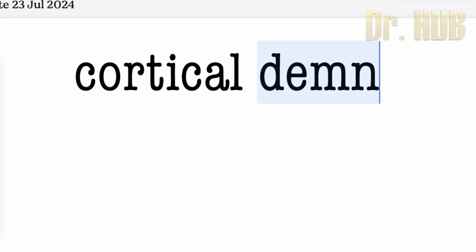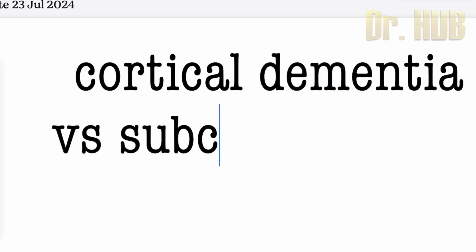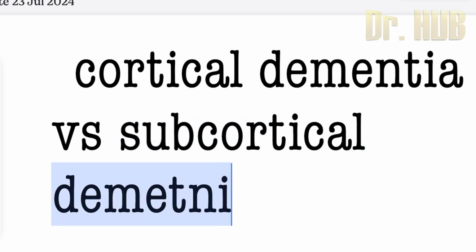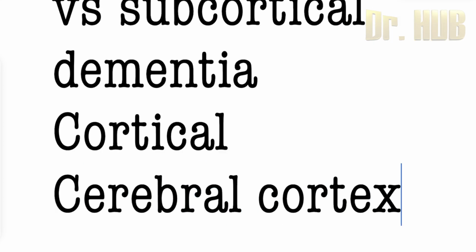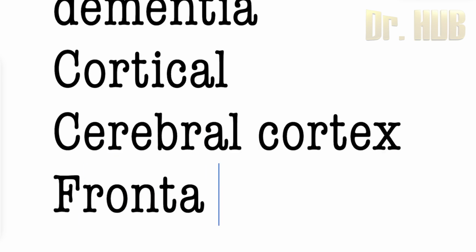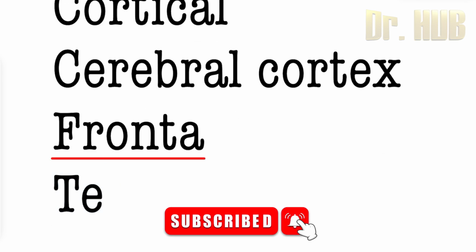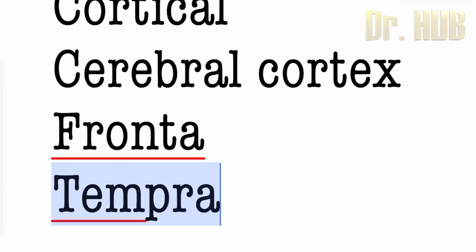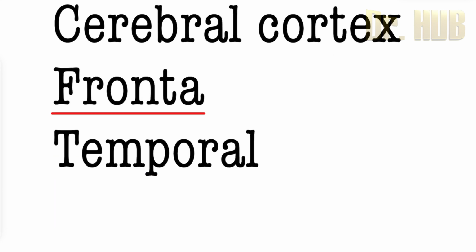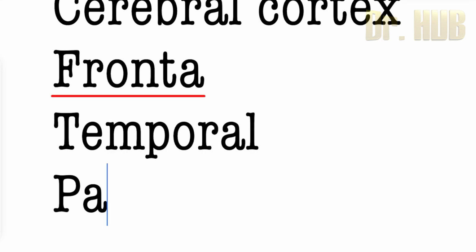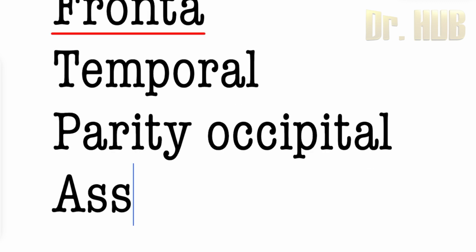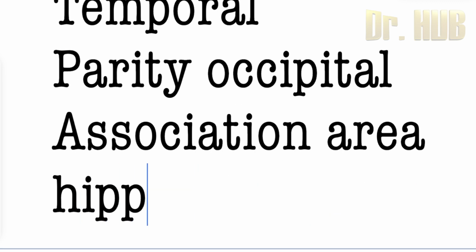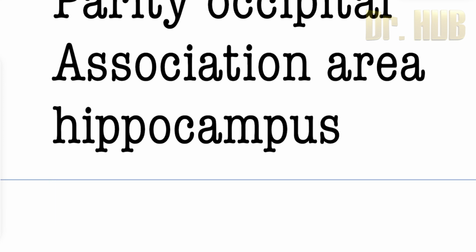Cortical dementia versus subcortical dementia. So first let's look at cortical dementia. Under cortical dementia, the site of lesion includes the cerebral cortex, the frontal, the temporal, then the parieto-occipital, occipital association area. Then comes the hippocampus. All these are sites of lesion.